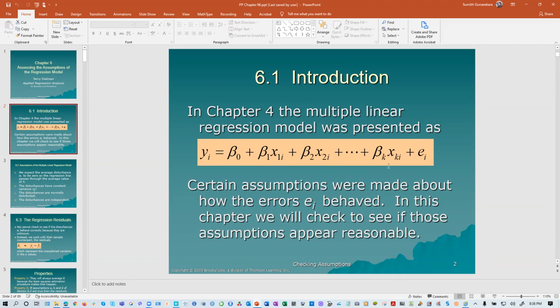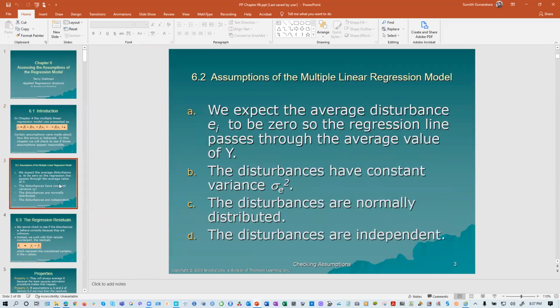This is the part that we are always looking into, because up to here, this is called your estimate. That part you call the deterministic. Once you add this error part, the whole thing becomes randomized. That's why you have to pay very serious attention to the error term. And then we saw that it has these properties. We expect the average disturbance to be 0. So the regression line passes through the average value of what?